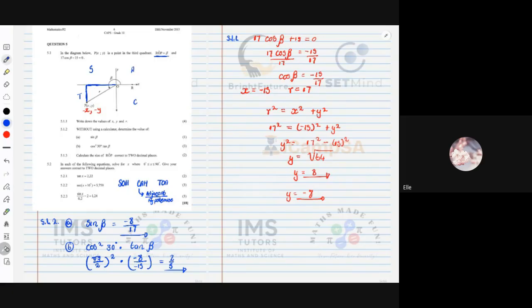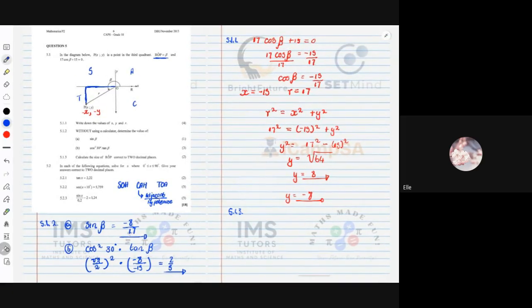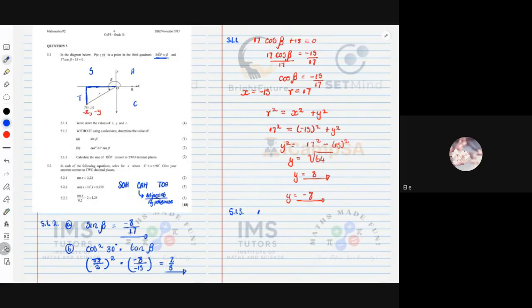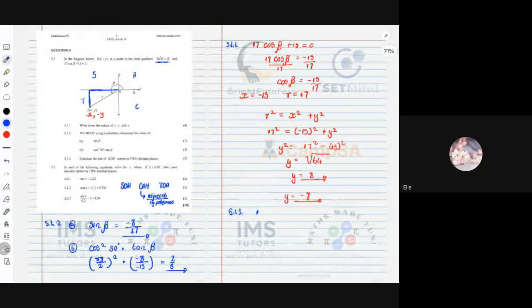5.1.3. So we're also calculating the size of theta. We can essentially just use that cost ratio that we were given there, because remember they said ROP is equal to theta, so we're just going to calculate the angle of theta.